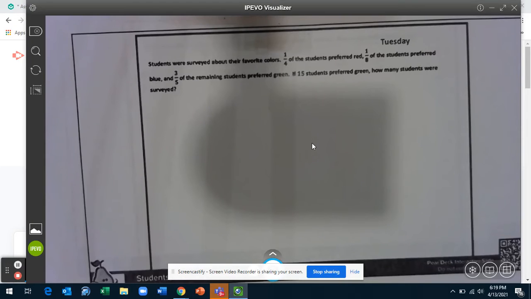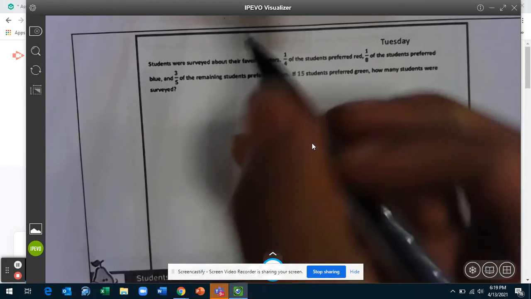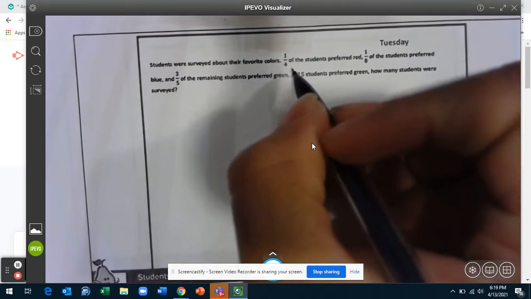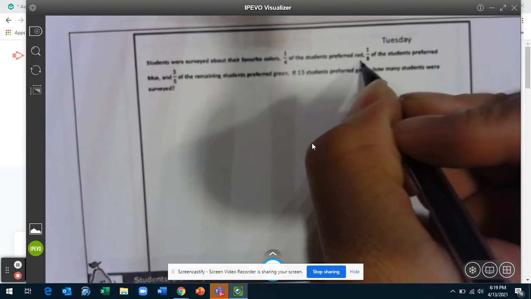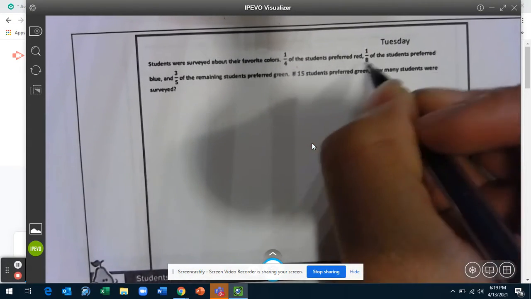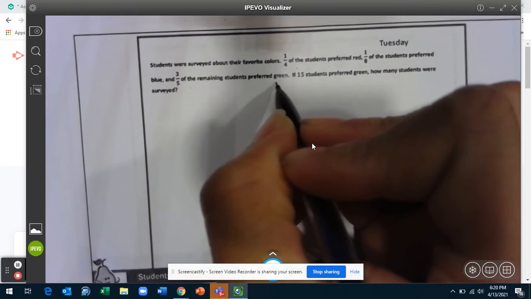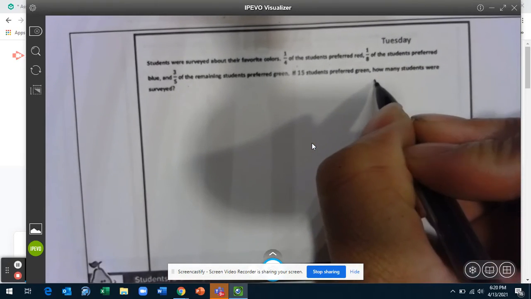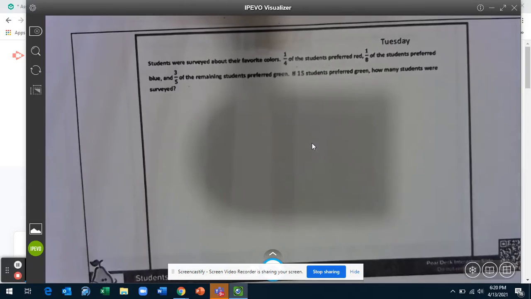All right. So in this one, it says a student surveyed about their favorite colors. 1/4 of the students preferred red. 1/8 of the students preferred blue. 3/5 of the students remaining preferred green. If 15 students preferred green, how many students were surveyed? So a lot of steps here.